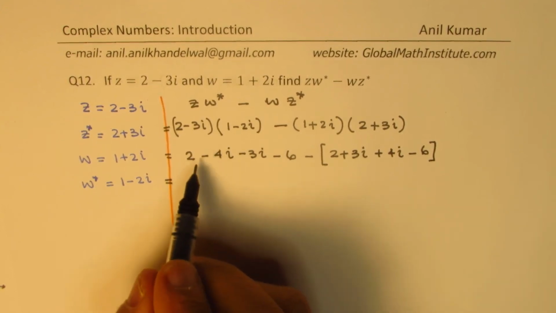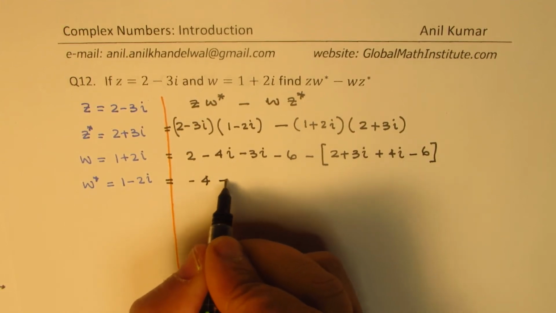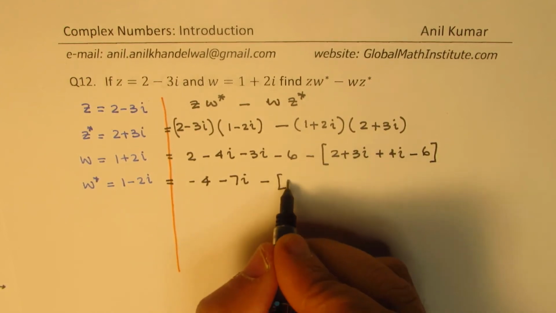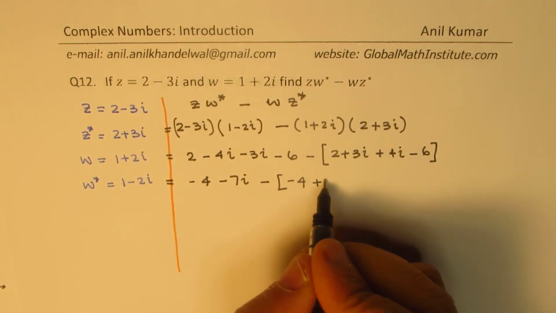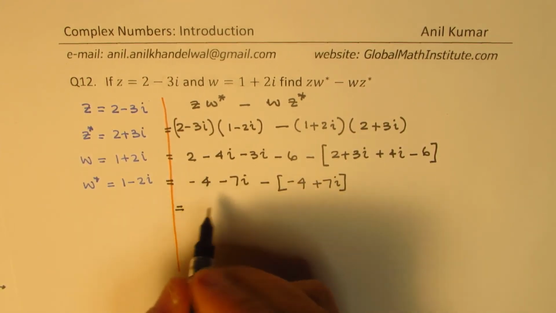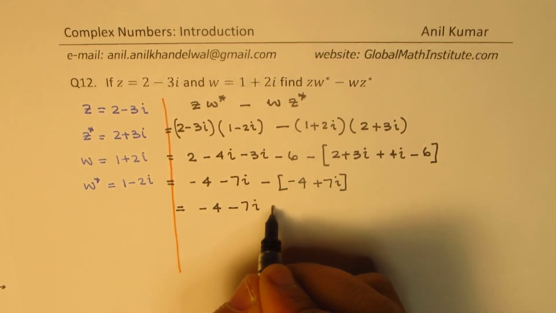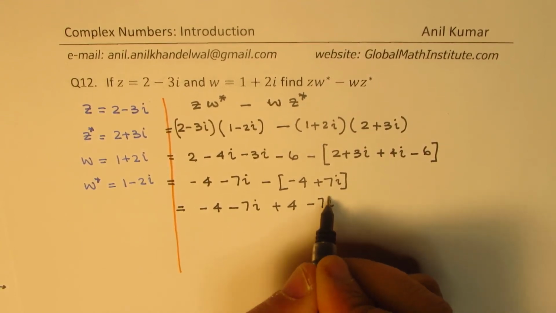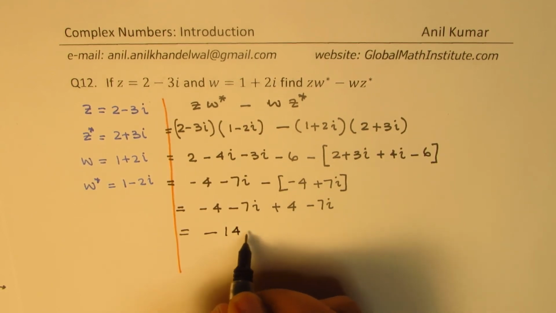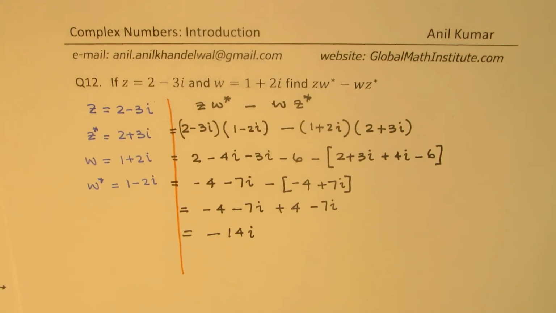So let's combine the terms. 2 minus 6 is minus 4, and that is minus 7i, minus, within brackets we have 2 minus 6 is minus 4, and that is plus 7i. So basically what we have here is minus 4 minus 7i, change the sign, plus 4 minus 7i. And minus 4 plus 4 is 0, and we get minus 14i as our result. Is that clear to you? So that is the result of the given expression.